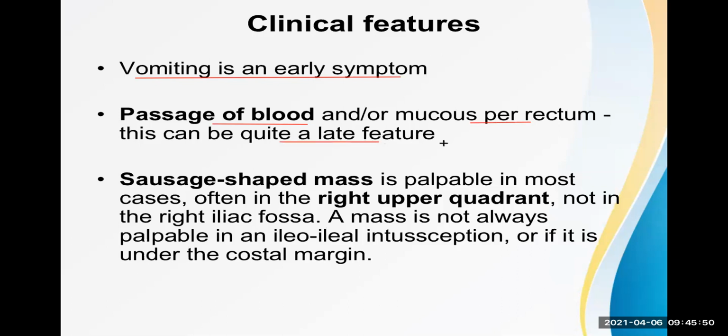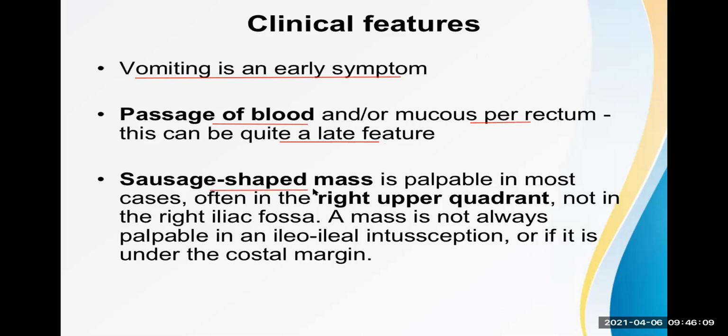Now, why is this a late feature? Let me explain this. It occurs because of venous congestion, and that venous congestion occurs a little bit late, never in the beginning, because there should be a twisting of those blood vessels which are present in the mesentery. Then only that thing happens. It takes time.